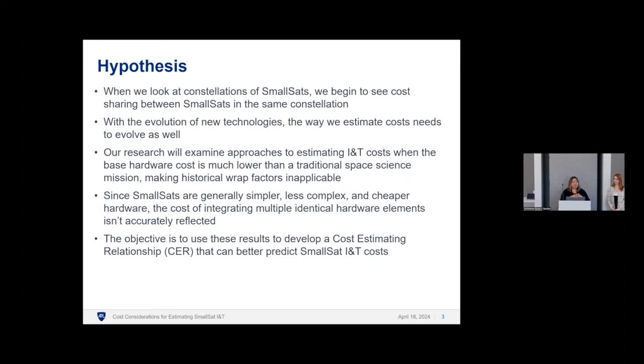Small sats, compared to a lot of the other things we're usually looking at, are generally simpler. A lot of the time they might even be commercial off-the-shelf units from industry vendors that are generally less complex and have cheaper hardware. And so the cost of integrating those multiple identical hardware elements isn't usually accurately reflected. So for this, we decided to develop a CER specifically for predicting small sat INT costs.